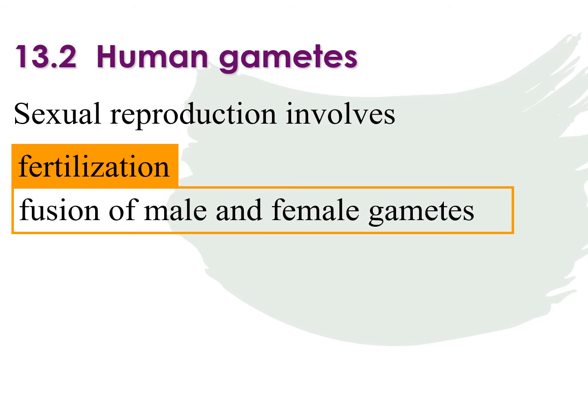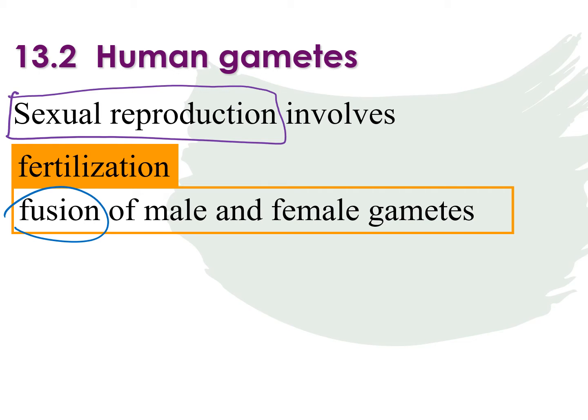Human reproduction is a type of sexual reproduction, which involves the fusion or meeting of the male gamete and the female gamete. The male gamete in humans we call the sperm, 精子, while the female gamete in humans we call the ovum or the egg, 卵子. After they meet together, this process we call fertilization, 受精.